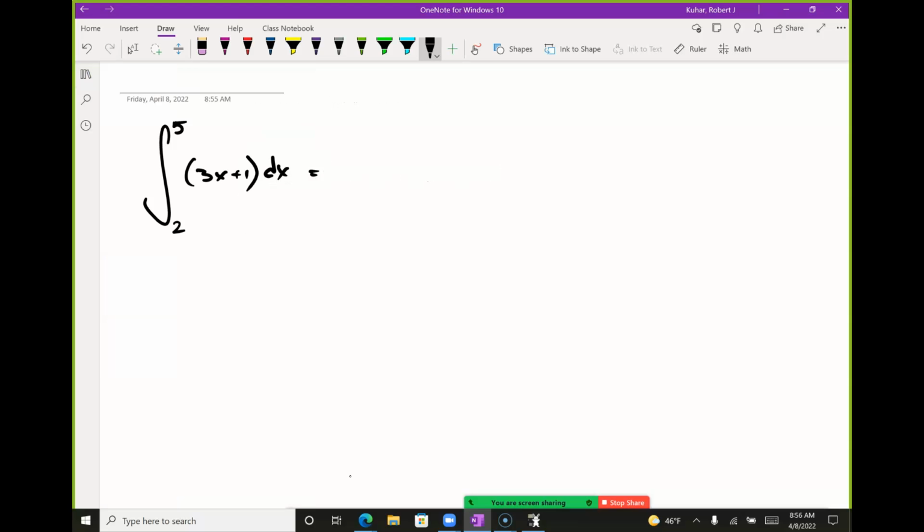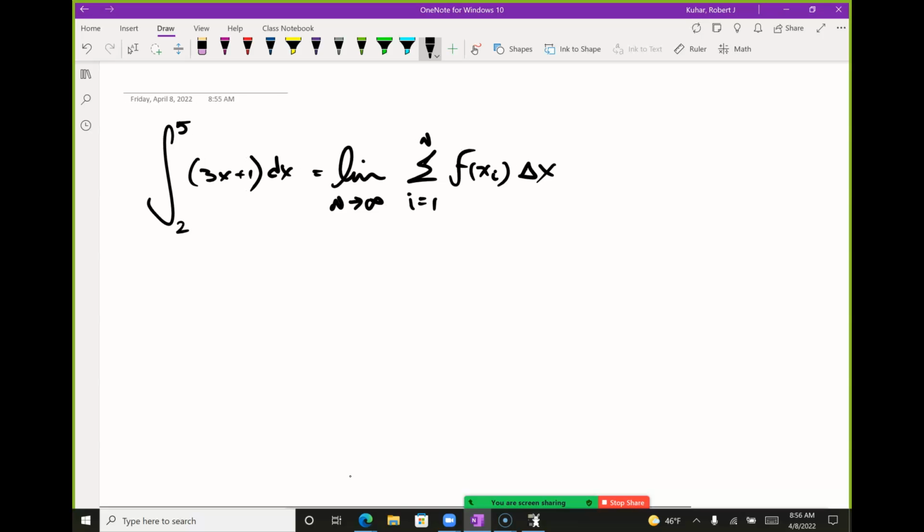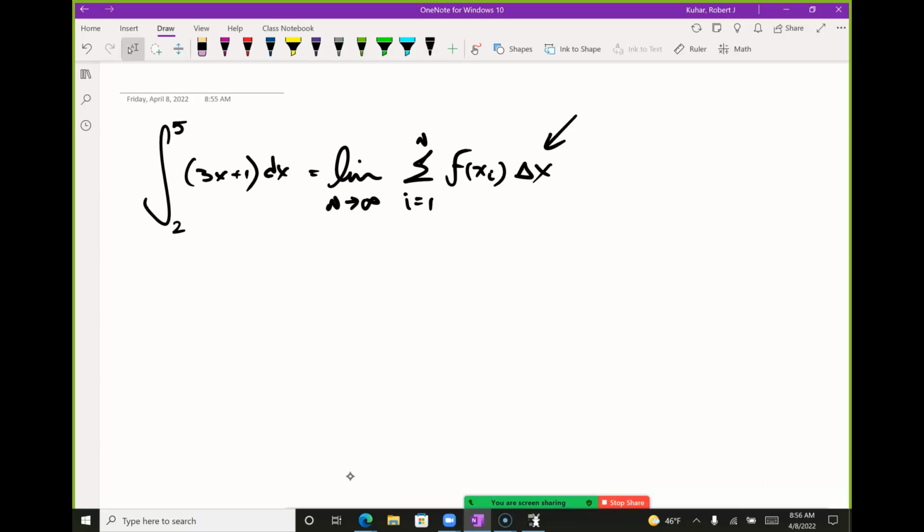Yeah. So I want to show you that this is equal to the limit as n goes to infinity of the sum of i equals 1 to n of f of x sub i times delta x. And it turns out that these guys are rectangles. So this is the width of my rectangle, and this is the height of my rectangle.